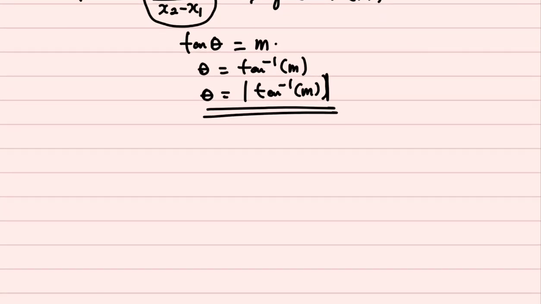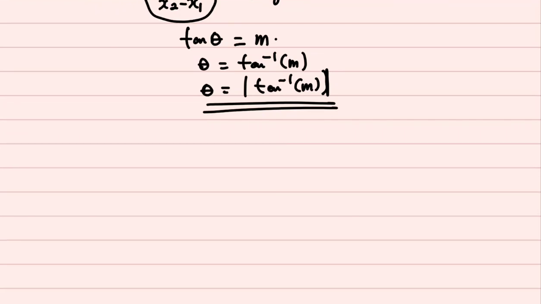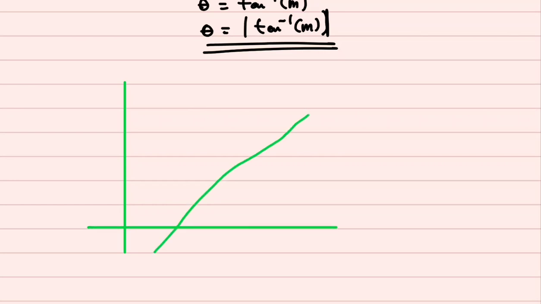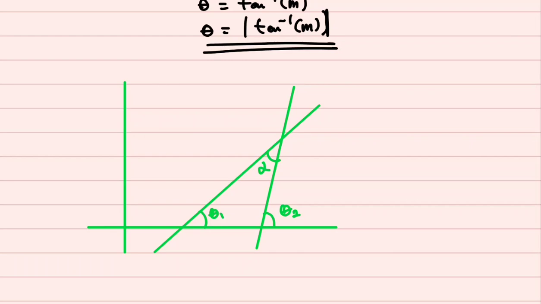Now, what about in a situation where we have this? Now we have two lines. We have one, then we have another one. Now, listen. The angle between the lines is this alpha, and this particular line will subtend an angle, and this will subtend an angle. Let's say this is theta 1, and this is theta 2.